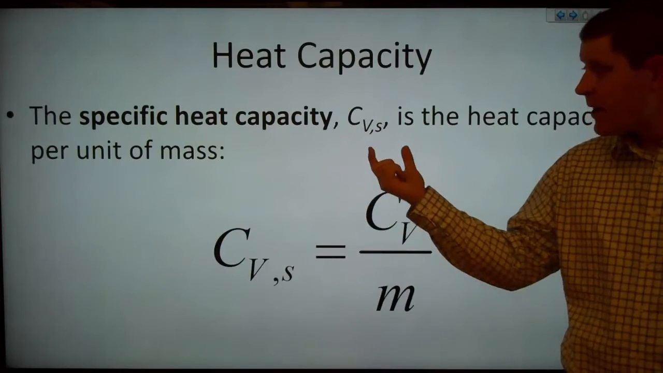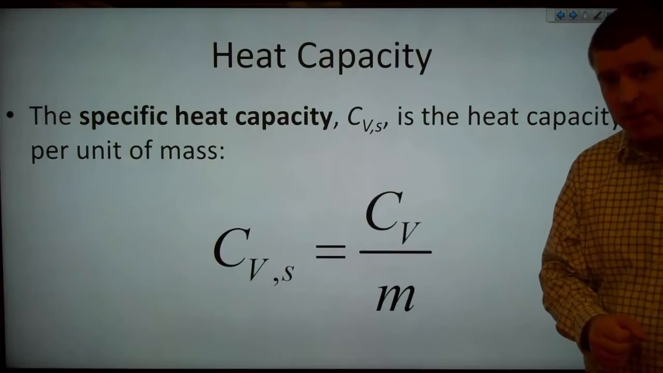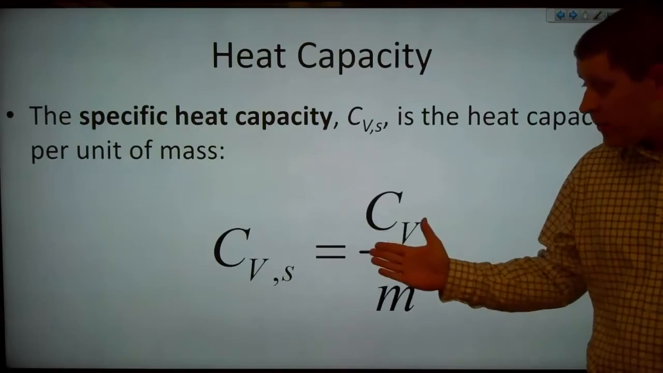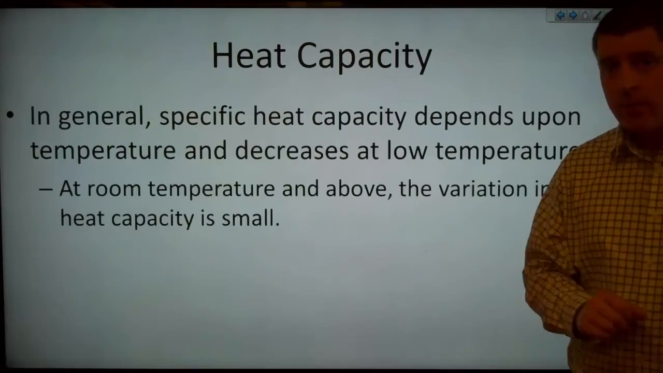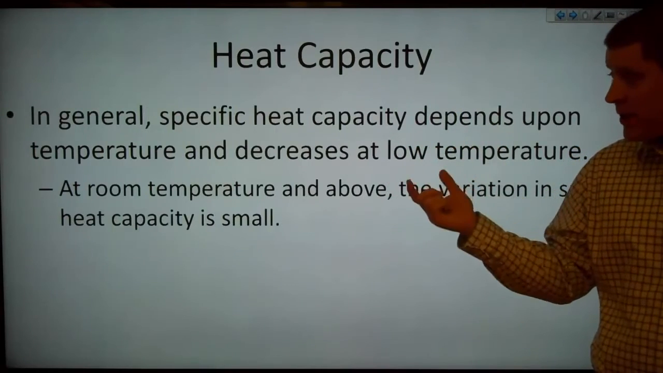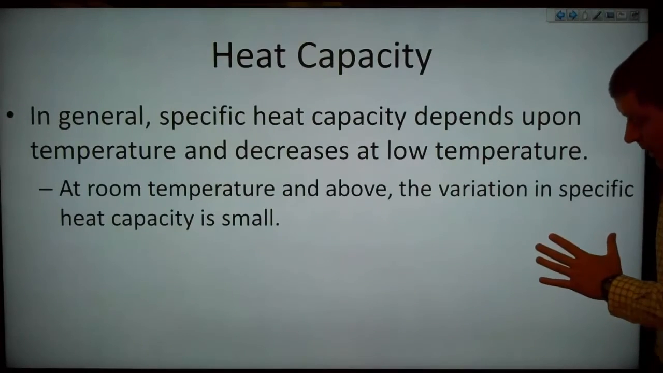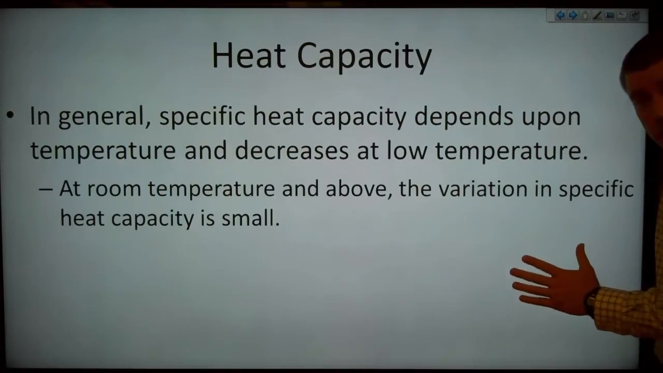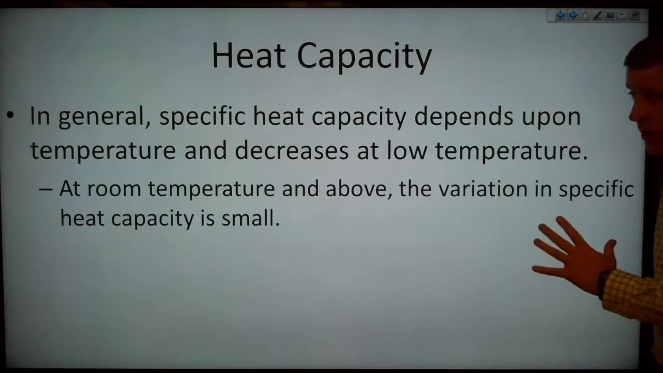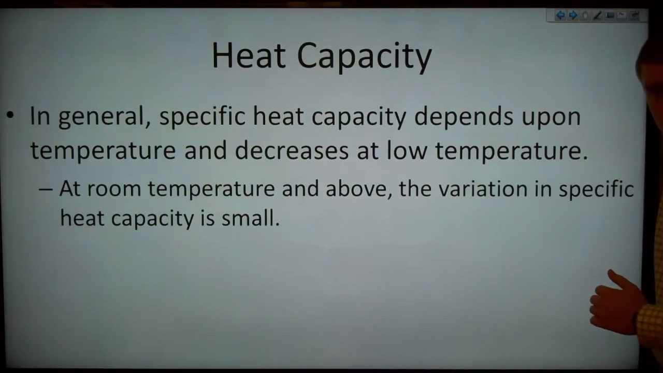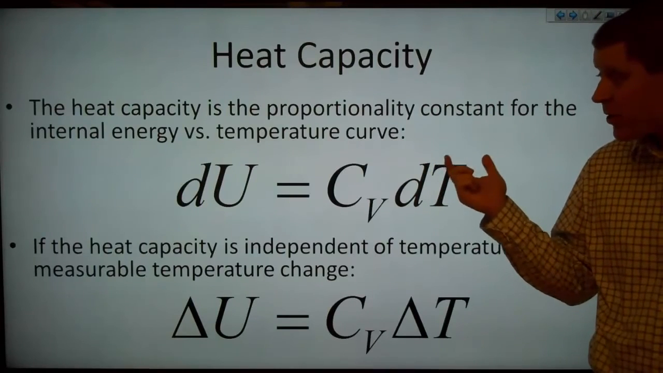Now, the specific heat capacity, or C sub V,s, is the heat capacity per unit of mass, normally per gram. So the specific heat capacity is the heat capacity of some sample divided by the mass of that sample. In general, the specific heat capacity depends upon temperature and decreases at low temperature. At room temperature and above, the variation in specific heat capacity is generally fairly small. And that means that we usually ignore the variation in heat capacity as long as we're dealing with temperatures around room temperature.